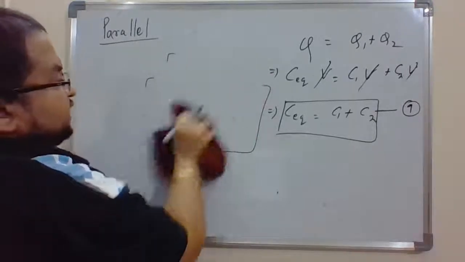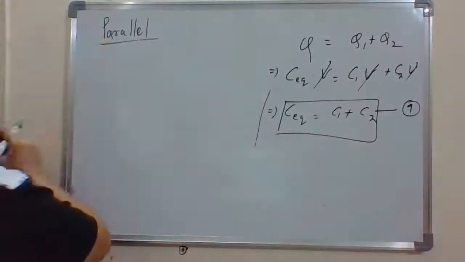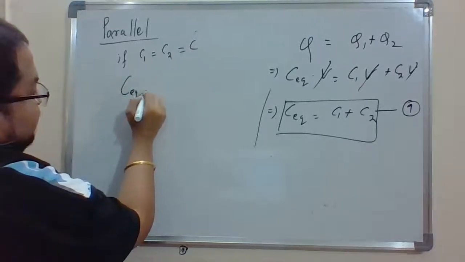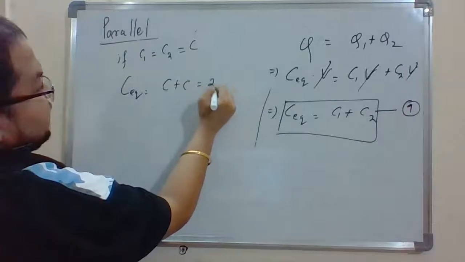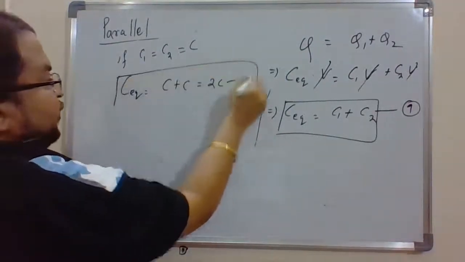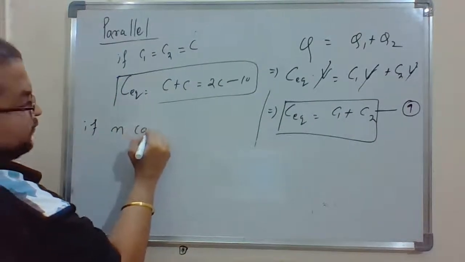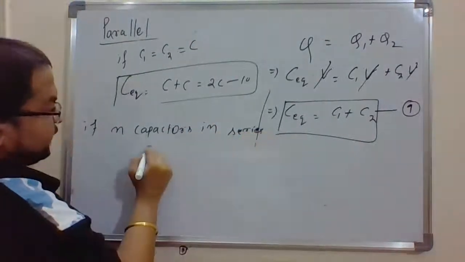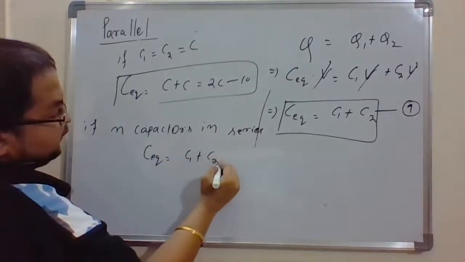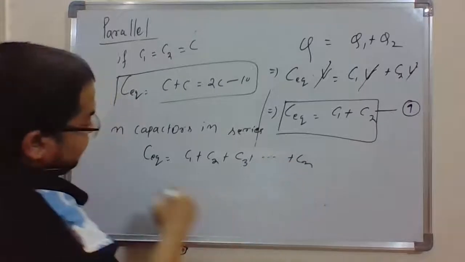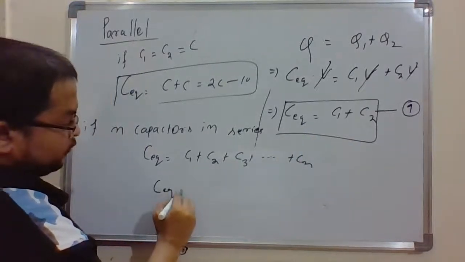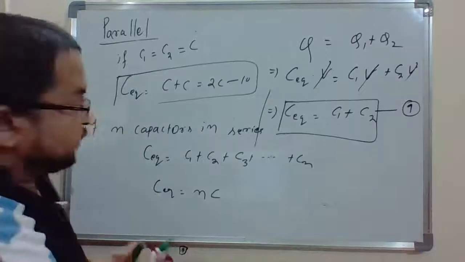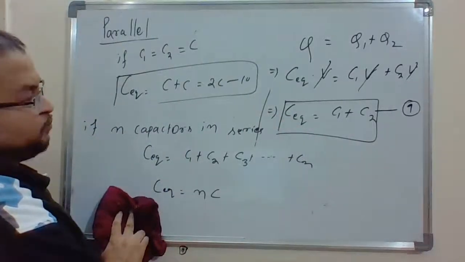Suppose C1 equals C2 equals C, then obviously your C equivalent would be C plus C, that is nothing but 2C, equation number 10. If you have n number of capacitors in parallel, then C equivalent would be C1 plus C2 plus C3 up to Cn. And if all of them are the same, then C equivalent would be n into C, right? Very simple. No rocket science here. So this is about capacitors in parallel.